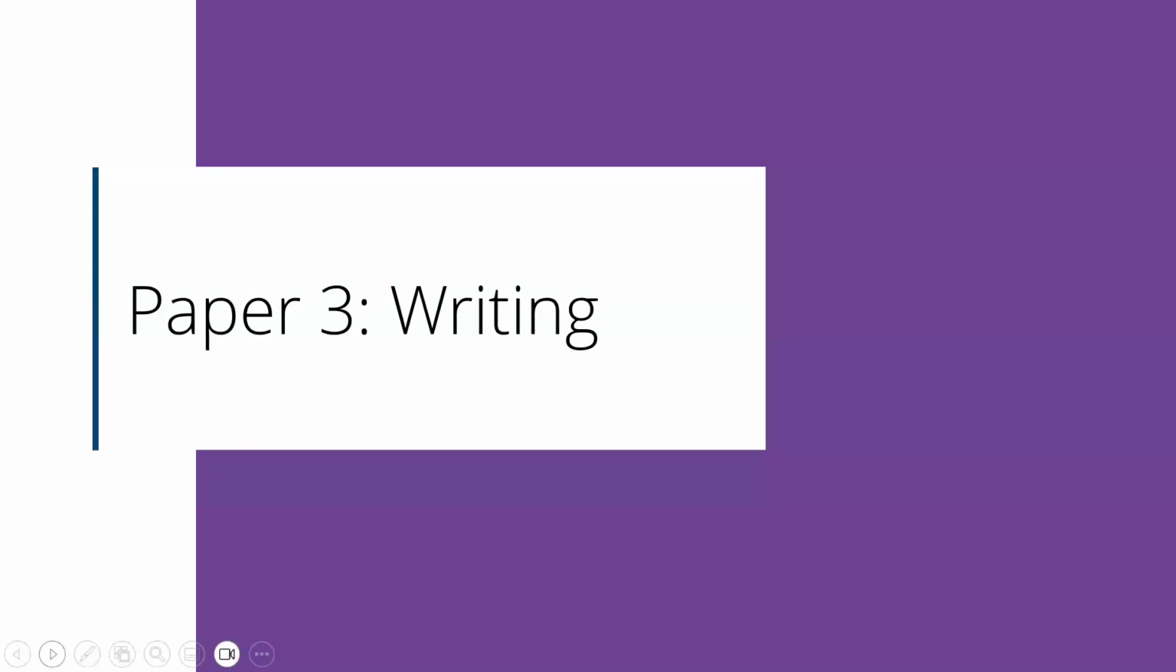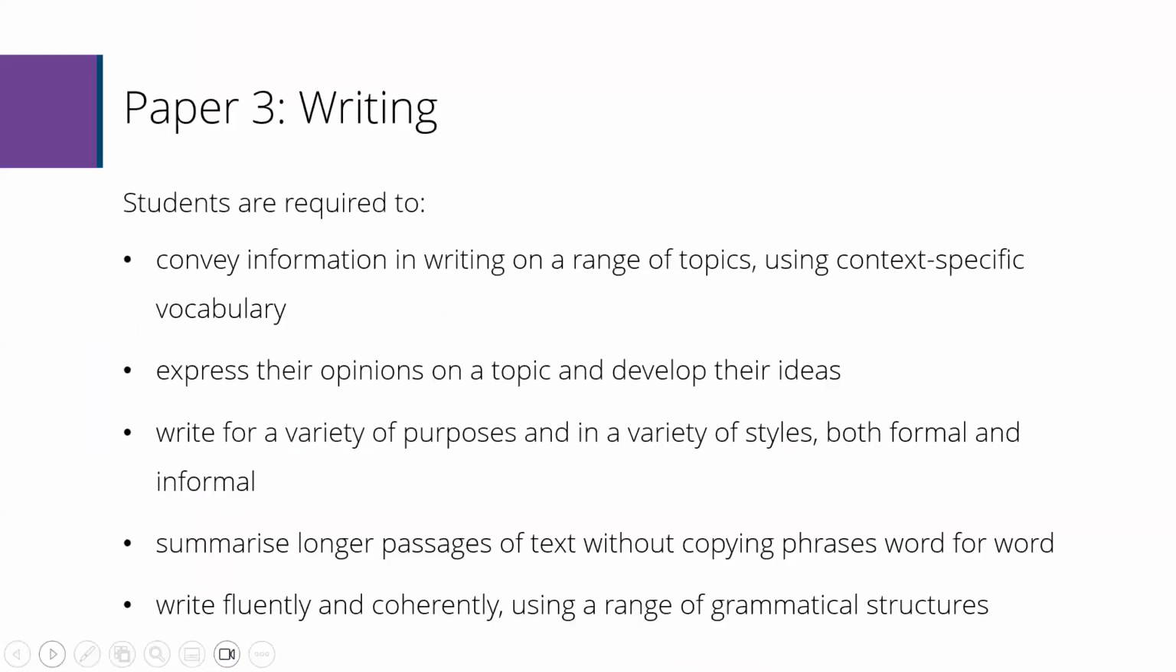Right, so we're going to have a look at the writing paper now, and this is paper 3. Students are required to convey information in writing on a range of topics, and to use context-specific vocabulary. They need to express their opinions on a topic and develop their ideas. They need to write for a variety of purposes and in a variety of styles, both formal and informal. By purposes, we mean it could be a letter, an email, an article, or a blog post. And the styles could be formal and informal.